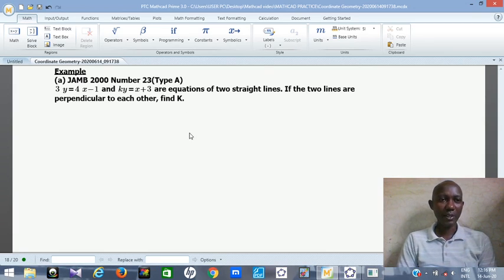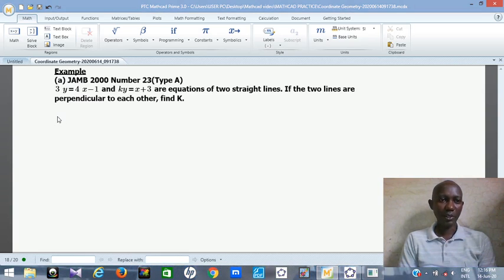So this is under perpendicularity, because they gave us two equations and they said the two equations are perpendicular. So if these two equations are perpendicular, how can we get the value of k? All you need to do in this question is to get the gradient of both equations. Then after getting the gradient of both equations, use the condition for perpendicular lines. Then from there the equation will be over.